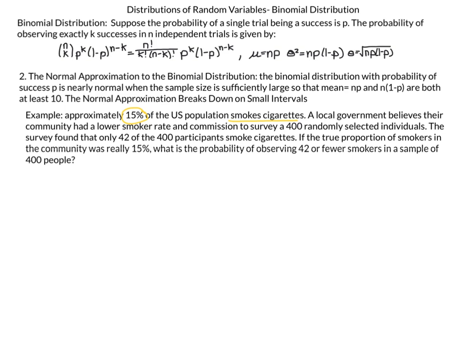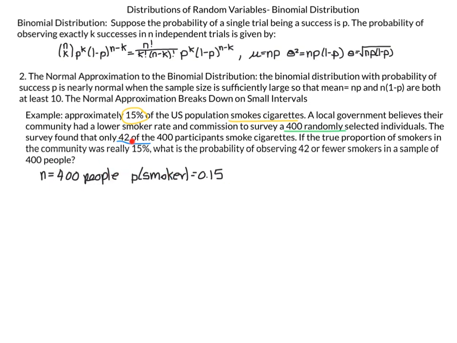What else do we have? We have a sample of 400 people, so that's our N. And we found that 42 did not smoke. Okay, 42 of them. So kind of writing this out then, our N is equal to 400 people. Probability of smoker is 15%.